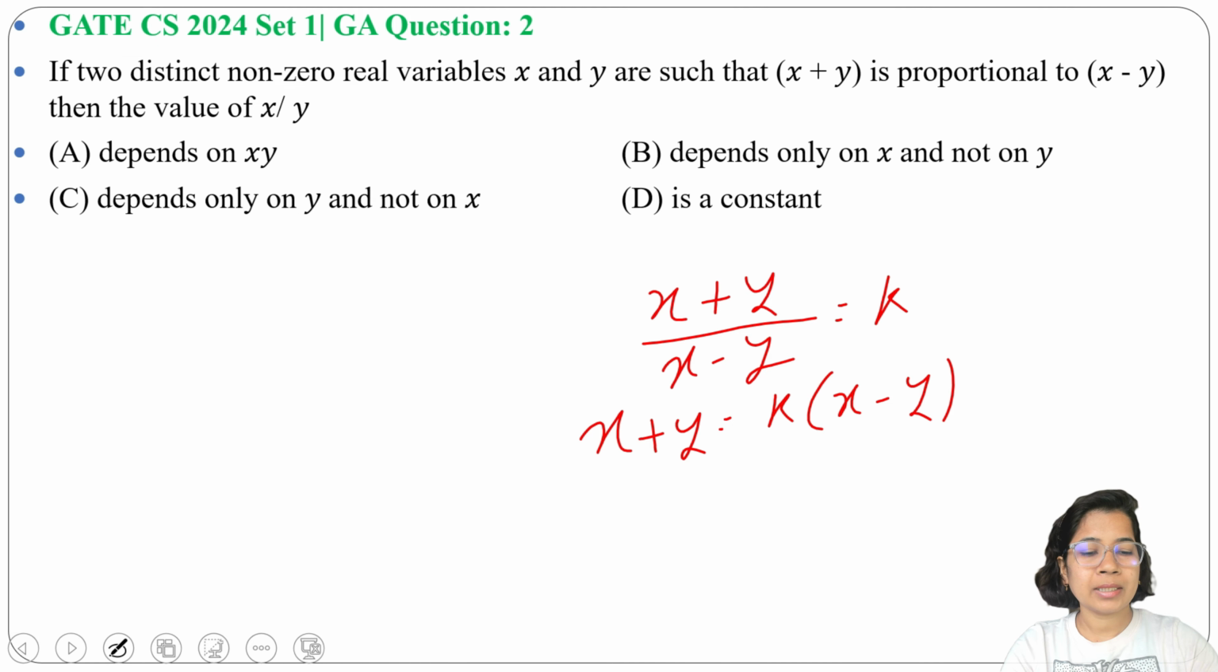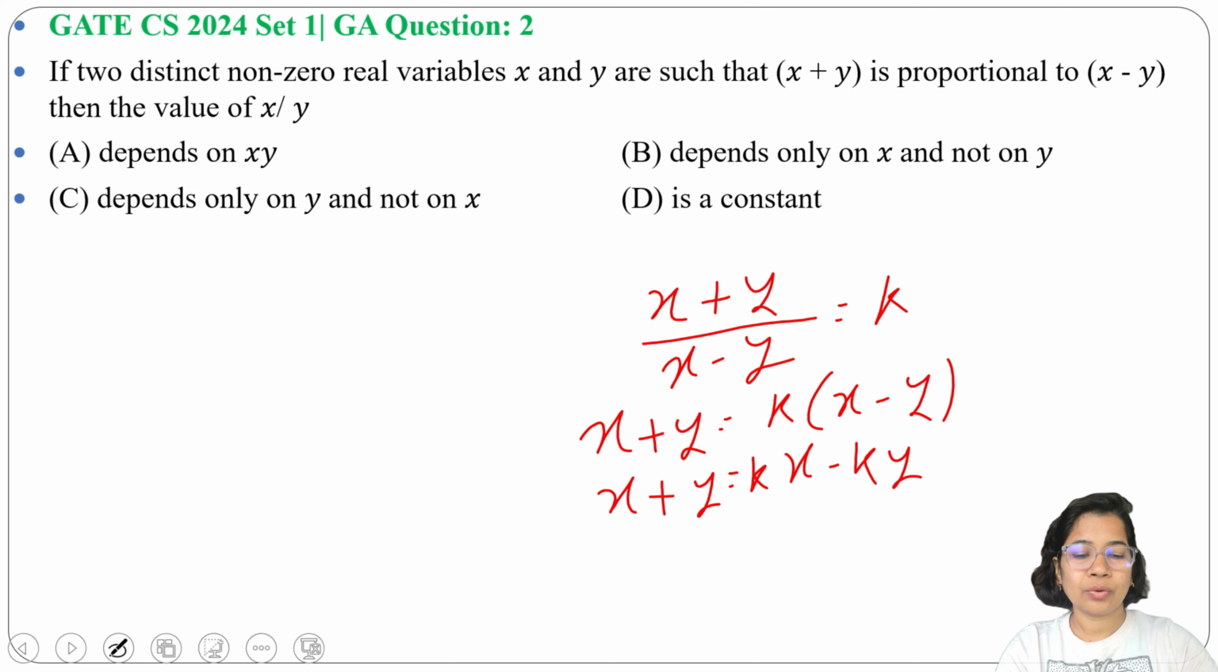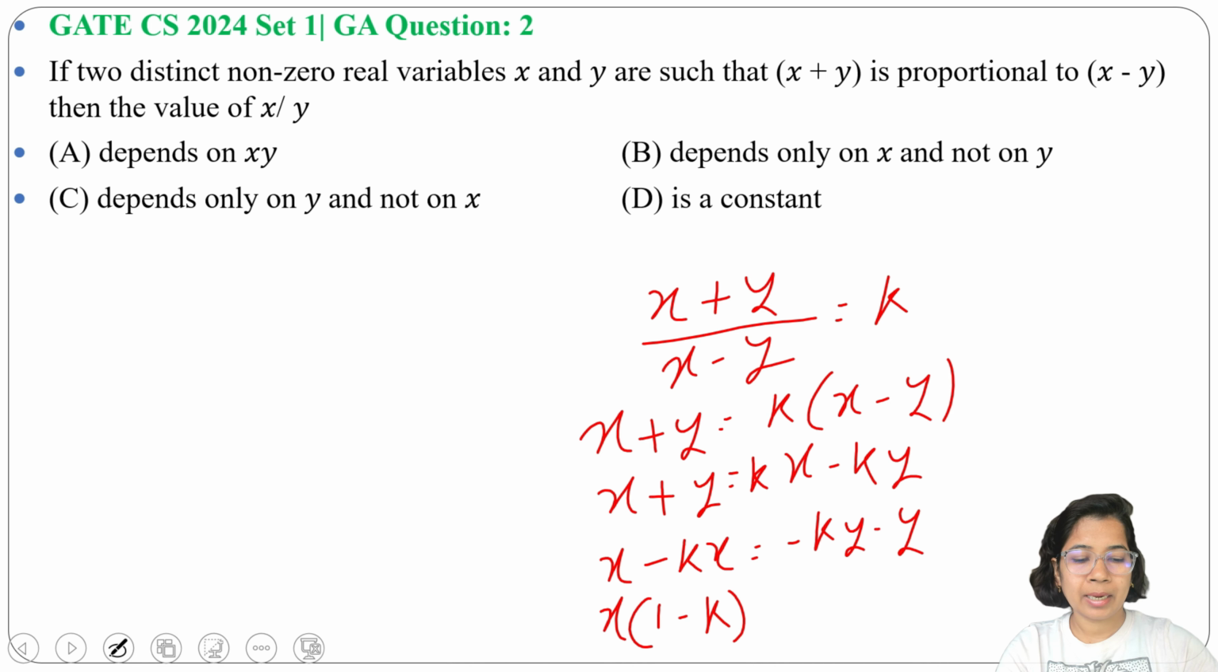Now simplify this, so it will be kx minus ky. So x plus y equals kx minus ky. Now take x to one side, y to another side. So x minus kx equals minus ky minus y. Now take x common, so it will be 1 minus k, equals, let's take y common, it will be 1 plus k. If we will take minus also outside.